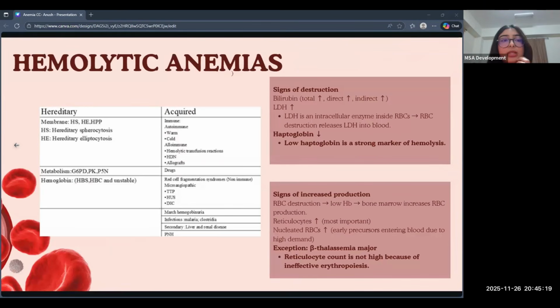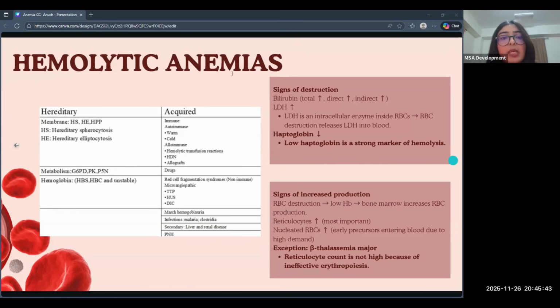Okay, now coming to hemolytic anemias. Hemolytic anemias basically means that there is destruction of RBCs. The normal lifespan of an RBC is 120 days. They're removed extravascularly by macrophages of the reticuloendothelial system. The majority of the RBC destruction happens in the spleen, followed by bone marrow and liver.